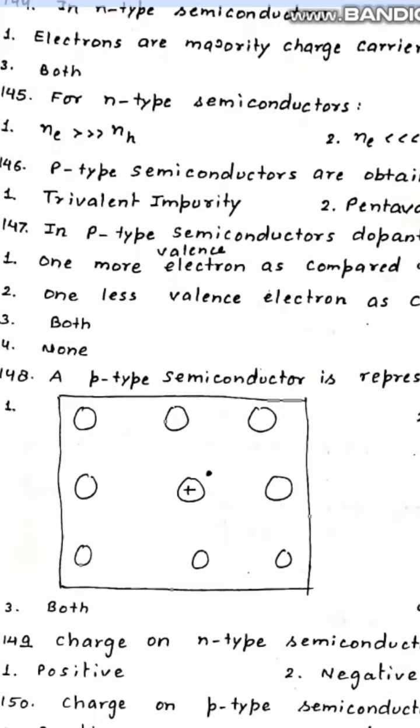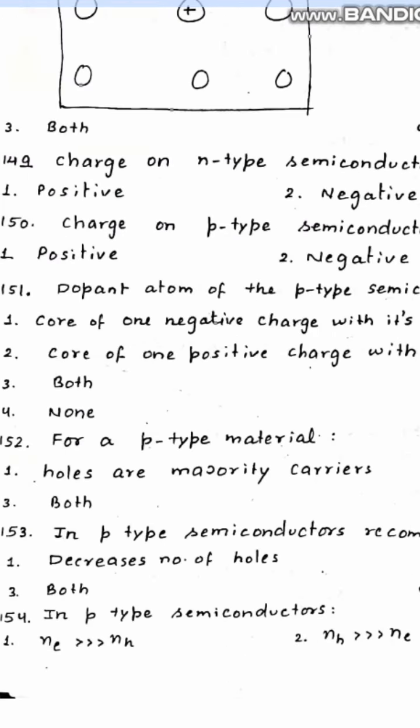Let's continue in NCERT line to line discussion, chapter 14, semiconductor electronics. So let's begin with question number 149. It says that charge on n-type semiconductor is, so they are neutral, so there is no net charge, so third is correct. Next is charge on p-type, it is also neutral, zero charge.